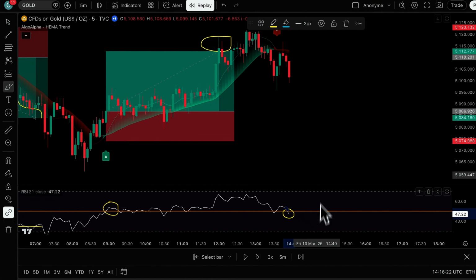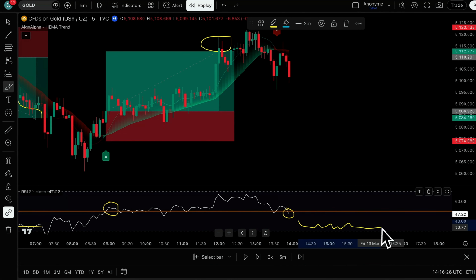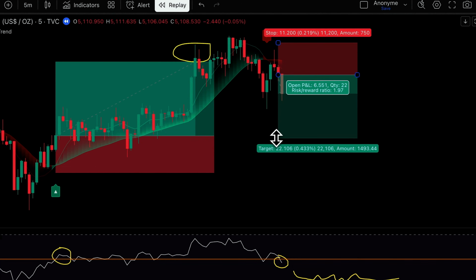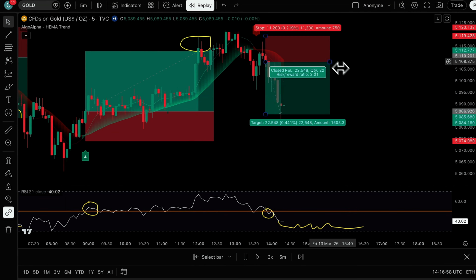Everything is lined up once again to take this short trade because we expect the market to then stay below the 50% RSI level and move under the red cloud in a downtrend. We set the entry price here, place the stop loss above this wick, and aim for a 2-to-1 risk-reward ratio as you've gathered. I'll let the candlesticks play out.